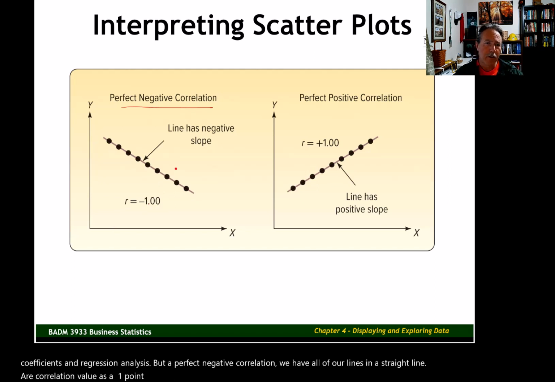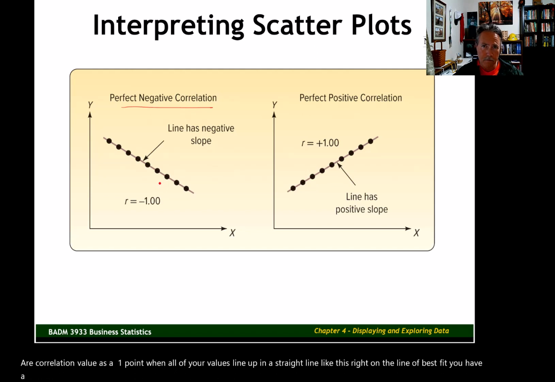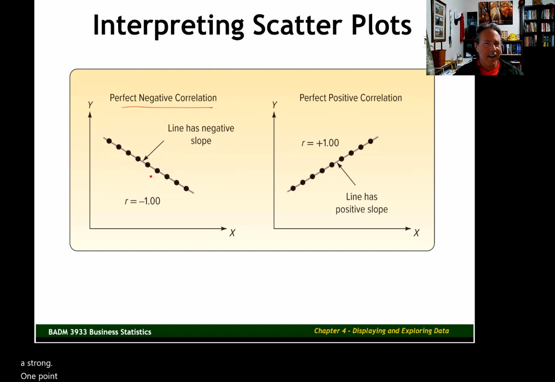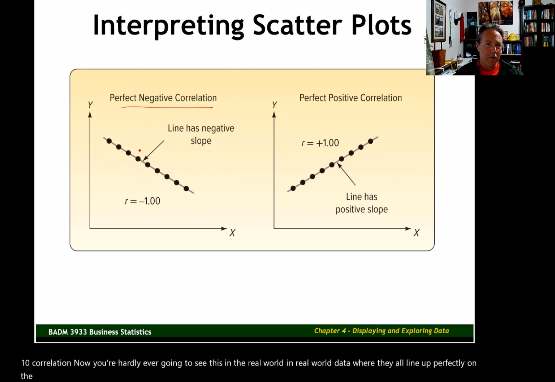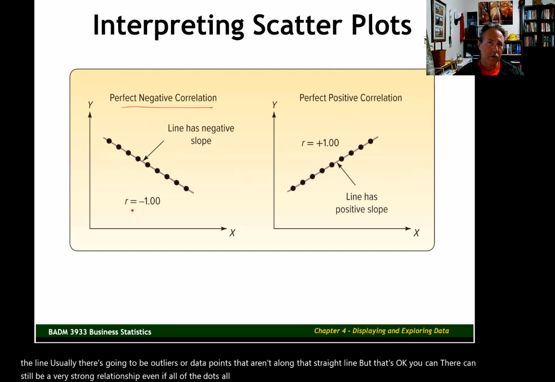When all of your values line up in a straight line like this, right on the line of best fit, you have a strong 1.0 correlation. Now, you're hardly ever going to see this in real world data, where they all line up perfectly on the line. Usually there's going to be outliers or data points that aren't along that straight line, but that's okay. There can still be a very strong relationship even if all of the points do not line up on that straight line.